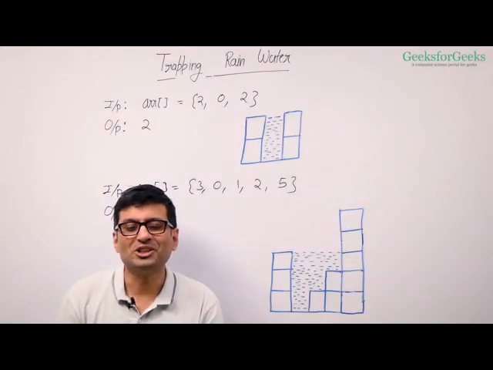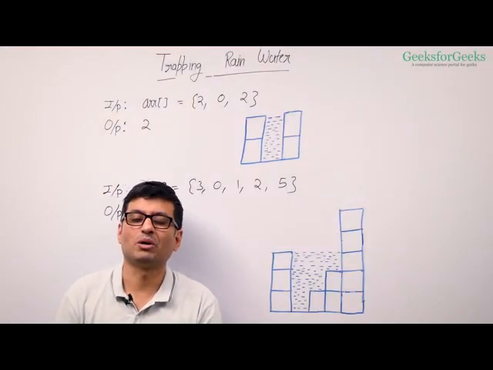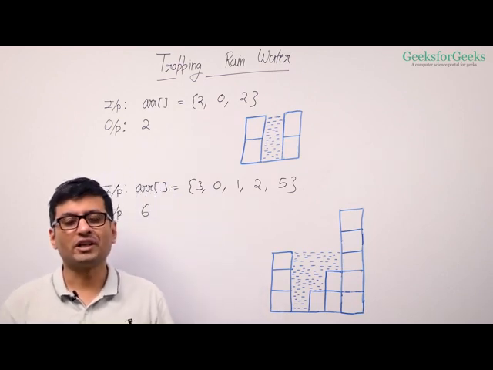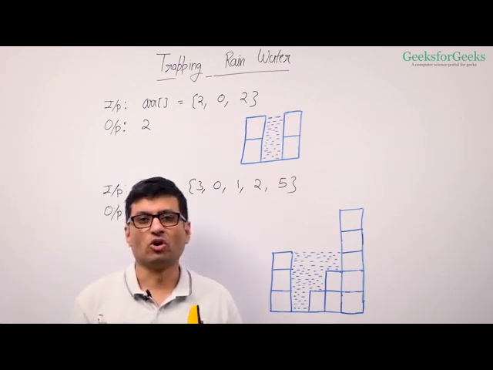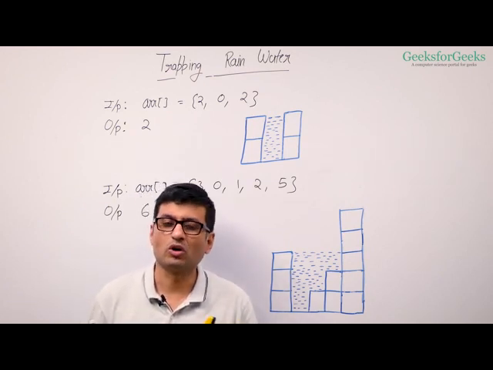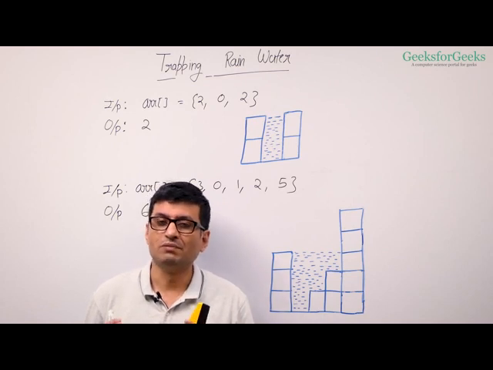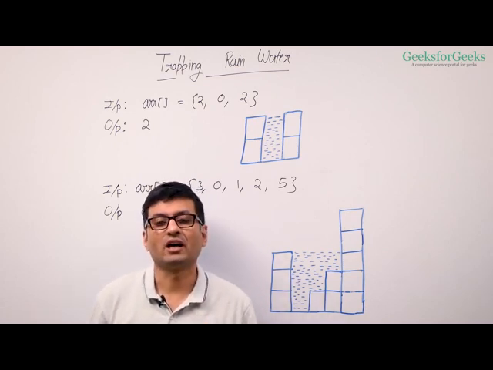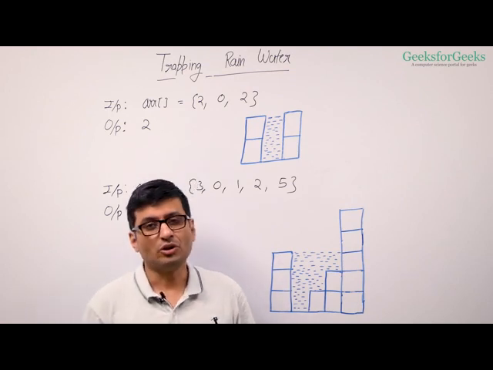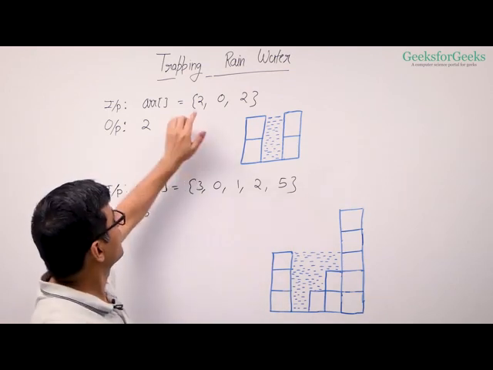Hi, in this video we are going to talk about this popular interview problem, trapping rainwater. We are given an array of non-negative integers, meaning the array contains 0 or positive values. The values represented in the array are heights of bars. So you have different bars of different heights.